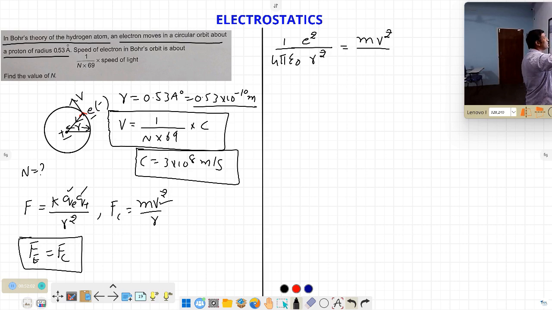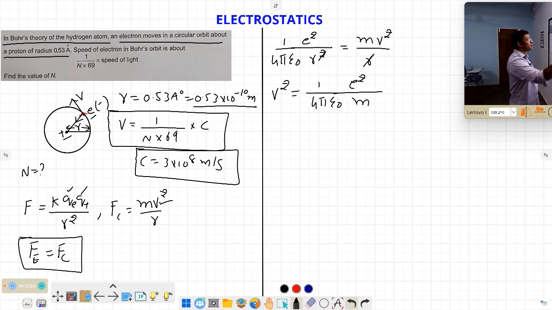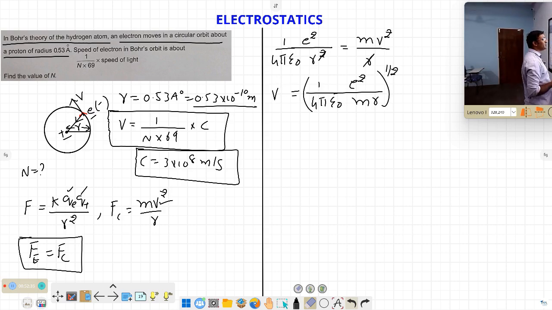Now calculate here. So what is the requirement here? One r gets cancelled, we can't cancel anything else, so v square is equal to 1 by 4 pi epsilon naught, e square by m, and also we have r. Now our requirement is v, so v is equal to nothing but the square root, that is whole power 1 by 2, that is nothing but root.